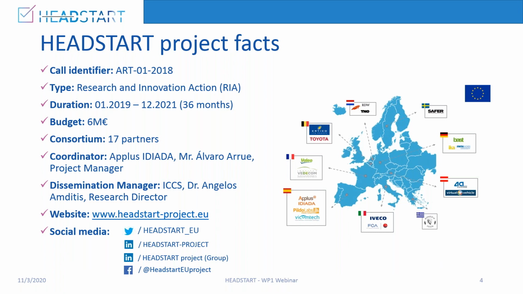So the Head Start project is a European H2020 project with 17 partners that you can see are coming from all across Europe. You can see that on this tiny map. The project started in January 2019 for a period of 36 months, so it will end at the end of 2021. And it's coordinated by IDIADA, which is Spanish. And if you want to know more about this project, I suggest you follow us on social media. We have a Twitter account, we have a LinkedIn account, and if you're still using Facebook, there is also a Facebook account.